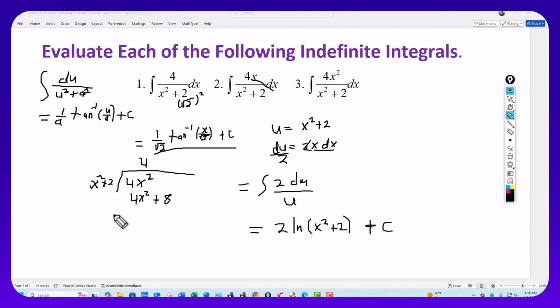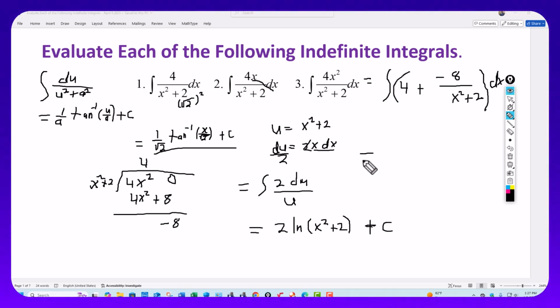And then we subtract. 4x squared subtract 4x squared cancels. This is going to be a 0 here. 0 subtract 8 is minus 8. And then we can rewrite this. 4x squared divided by x squared plus 2, we get a quotient of 4, and then plus the remainder, in this case minus 8, over the divisor, so we get minus 8 over x squared plus 2. And we're integrating here with respect to x. So we can proceed then. Don't have to break it up into two integrals, we just do it term by term here.